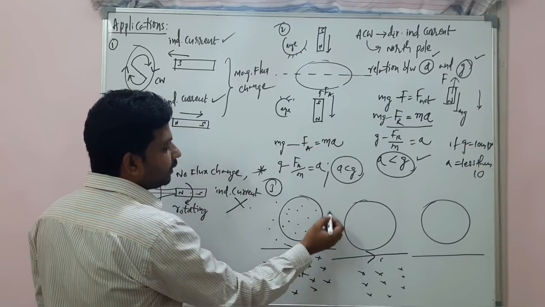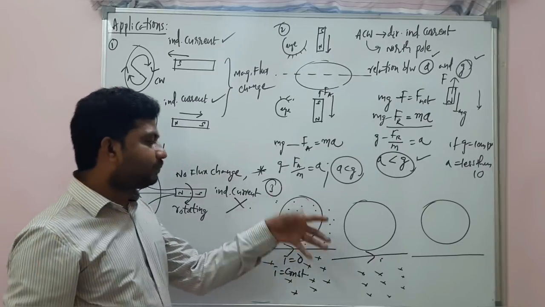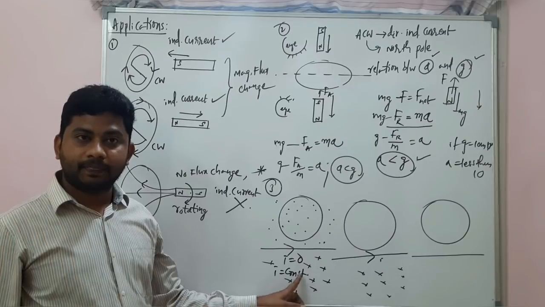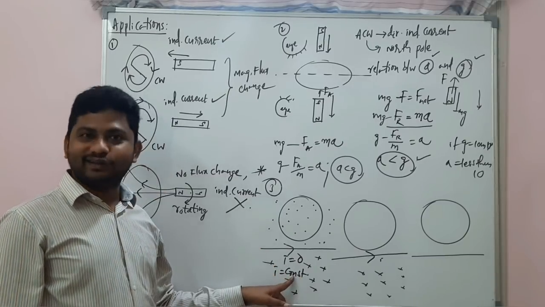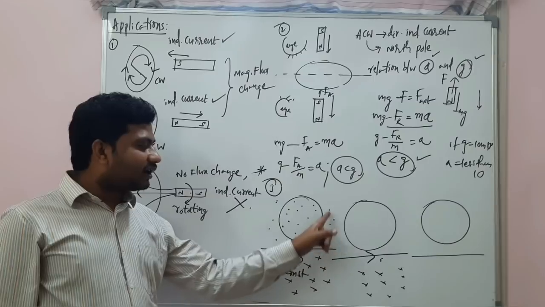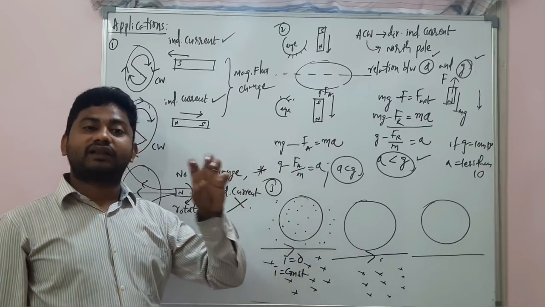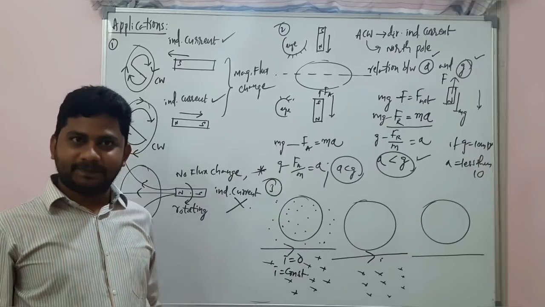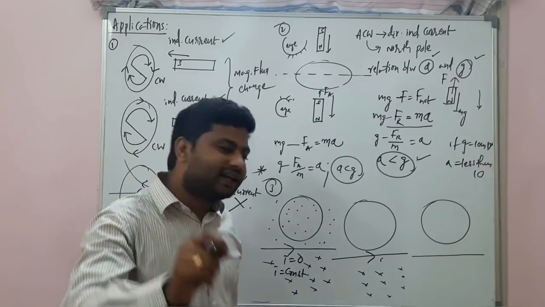Field lines are out of the plane. So the magnetic field lines passing through the coil are constant because the current is constant. Because the current is constant, field lines are constant. In the constant magnetic field, this coil is kept. So there is no magnetic flux change. Magnetic flux is linked with the coil.